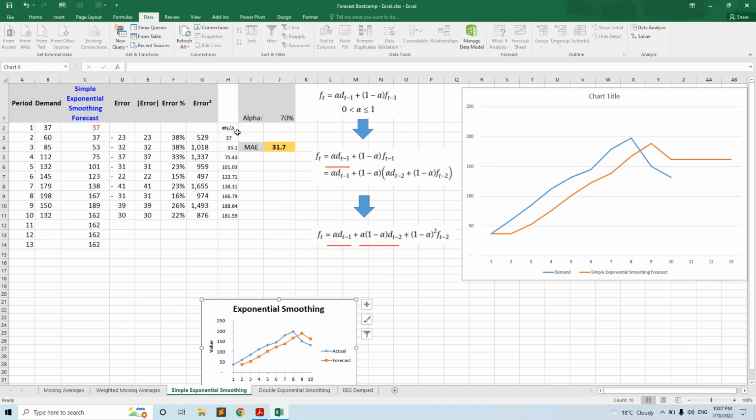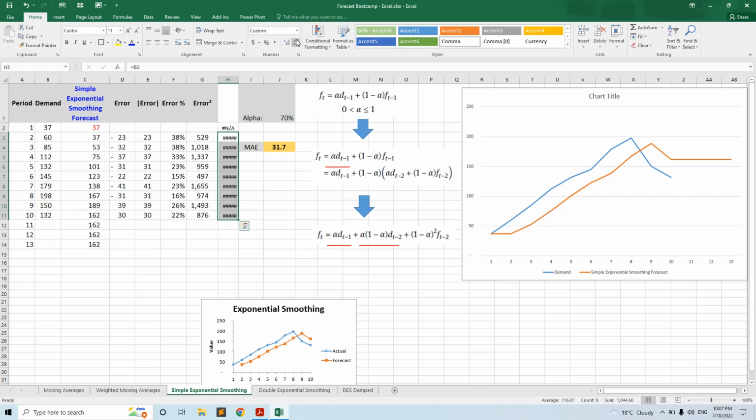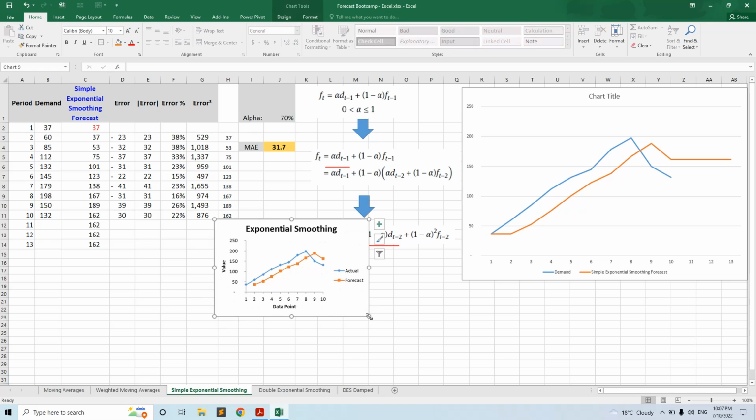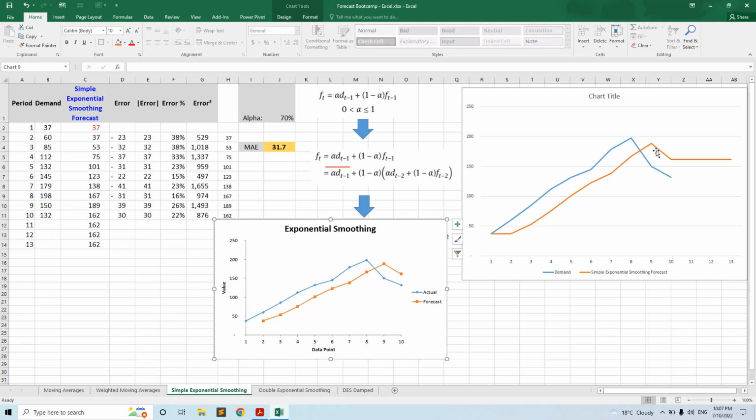Okay, so you see that Excel made the same forecast that we did in the previous video in the simple exponential smoothing, and the chart also looked the same with a small difference in formatting.